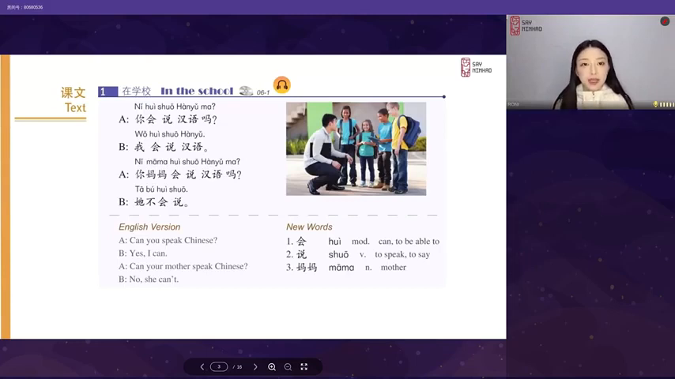I will be A and you will be B, okay? 3, 2, 1. 你会说汉语吗? 你妈妈会说汉语吗? Okay, let's switch the role, okay? You will be A, I will be B. 3, 2, 1. 我会说汉语。 他不会说。 Very good. This is the text 1.